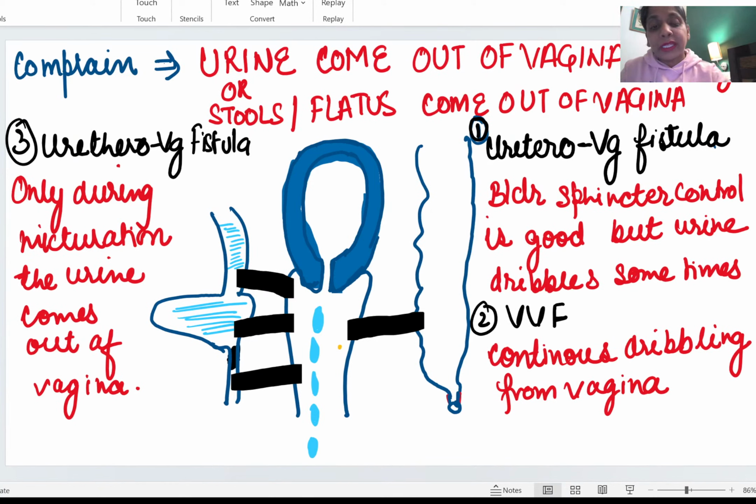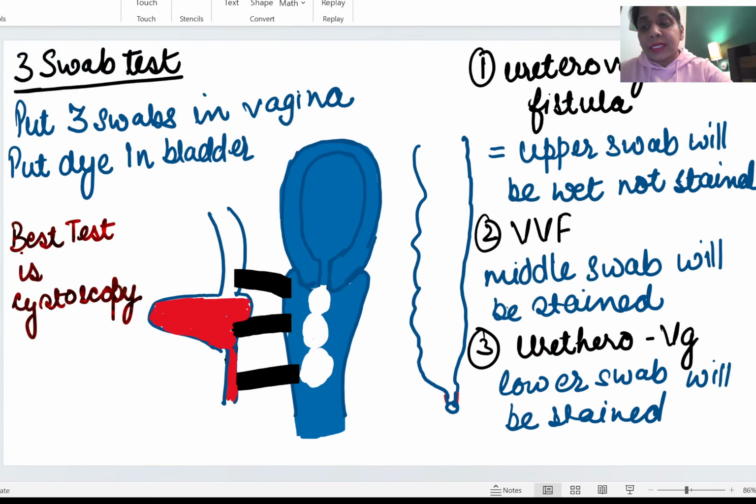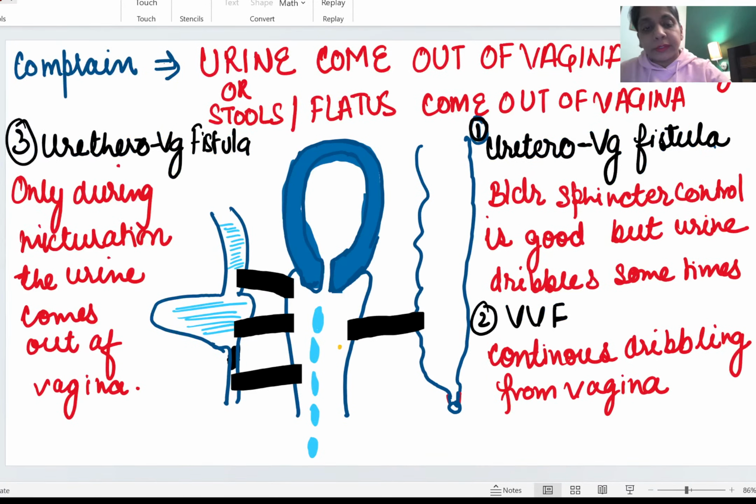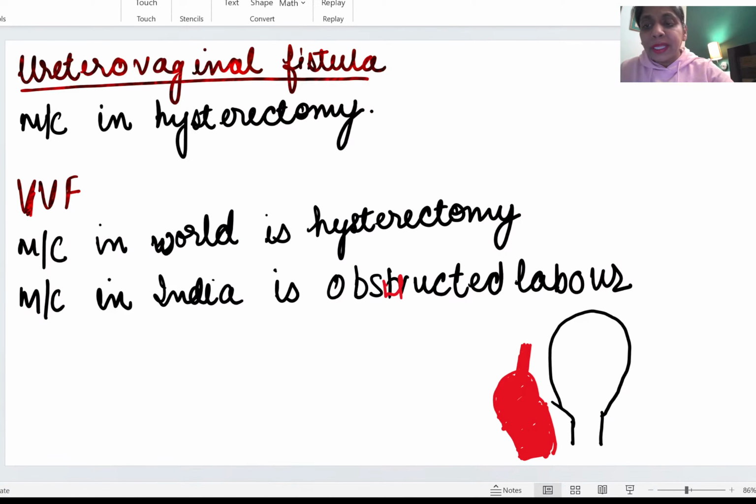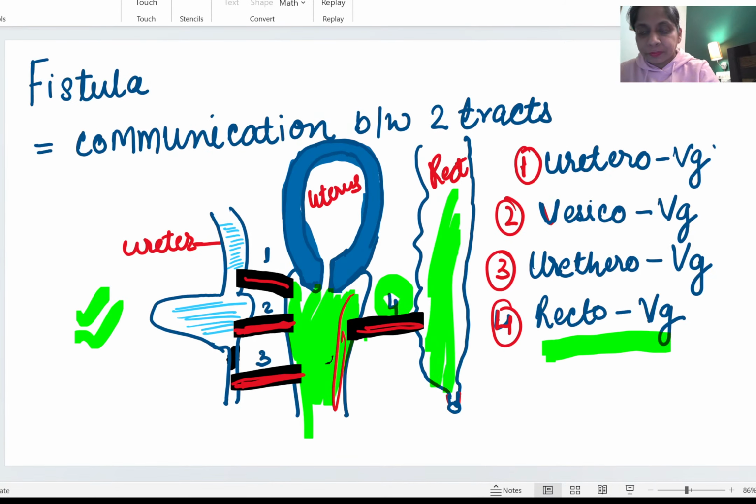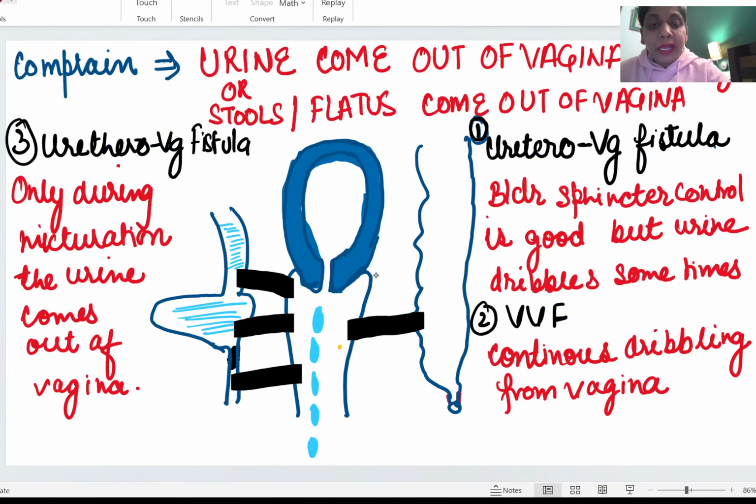And if this fistula is rectovaginal, then what will be the complaint? If the fistula is rectovaginal, the fourth fistula, what will be the complaint? Write down in the chat box what will be the complaint if the fistula is rectovaginal.